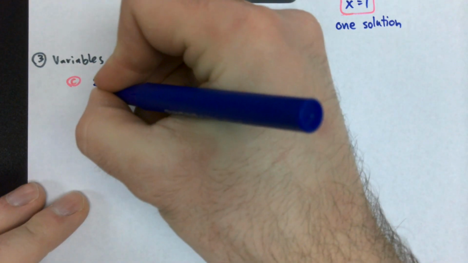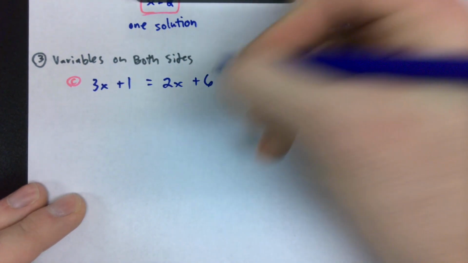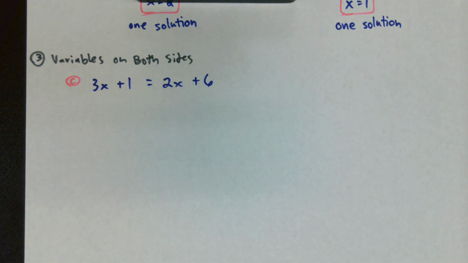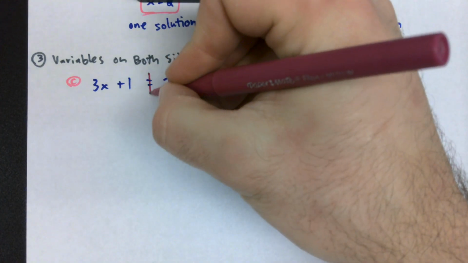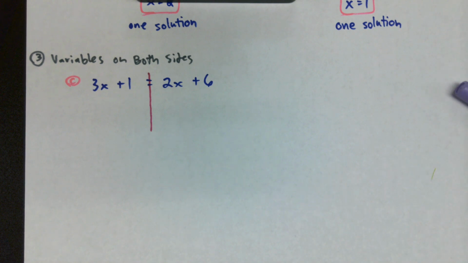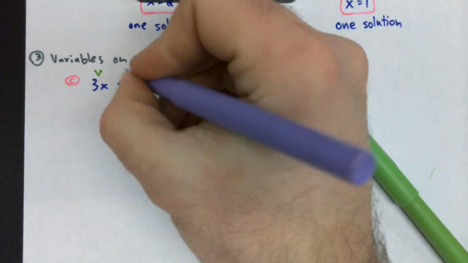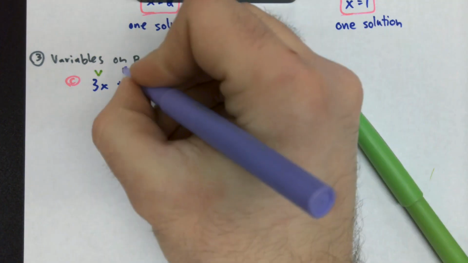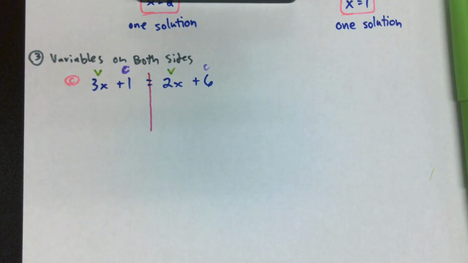And we could say 3x plus 1 equals 2x plus 6. If we wanted to, we could go through and label each of these terms. I'll go ahead and split it up. Is 3x a variable term or a constant term? 3x is a variable term. What about plus 1? Constant. 2x, is that variable or is that constant? Definitely variable. And then positive 6, that's going to be constant.